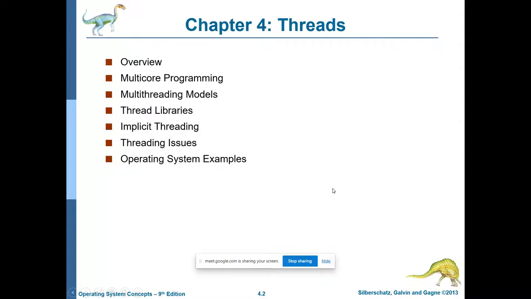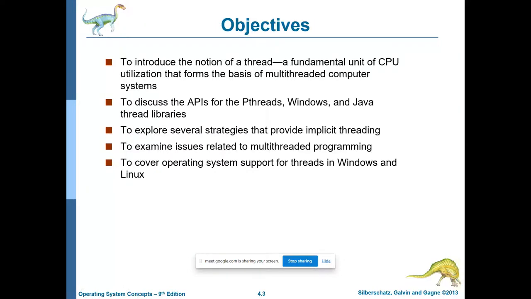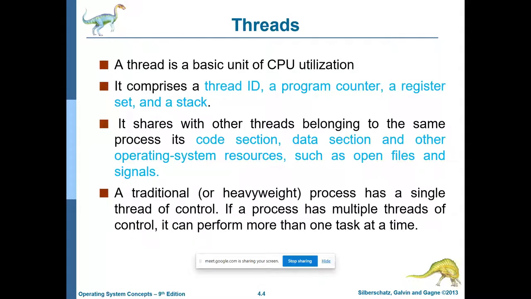As a part of threads, we are going to discuss multi-core programming. The objectives of multi-threading programming: to introduce the notion of a thread, the fundamental unit of CPU utilization that forms the basis of multi-threaded computer systems, and to discuss the API for the Pthreads, Windows and Java thread libraries. These things we are going to discuss as a part of this module. First comes the thread. So what is a thread actually?